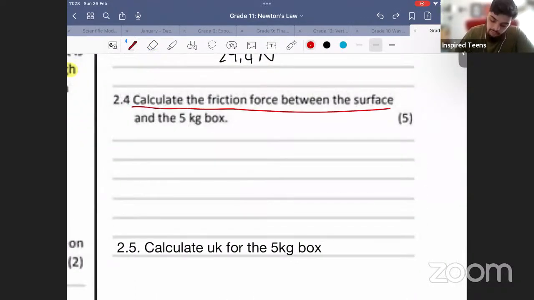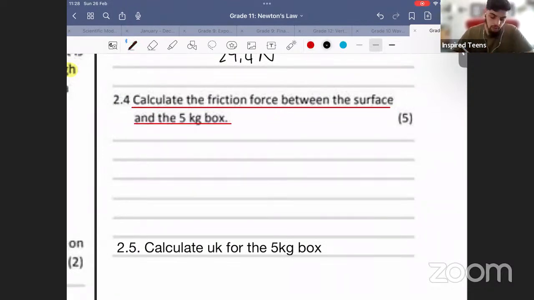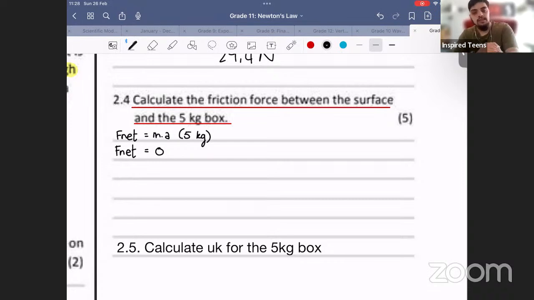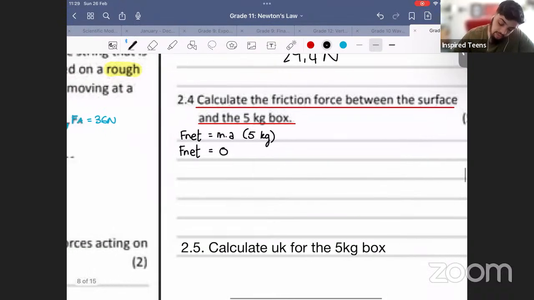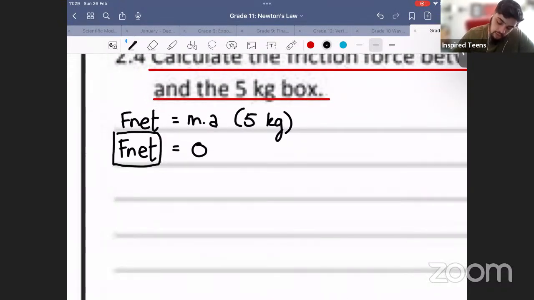So now they say, calculate the frictional force between the surface and the 5 kg block. So now we need to do F net is equal to m times a for the 5 kg block. Now, F net is equal to 0. Newton's first law: we're traveling at a constant velocity. An object will always try to stay at a constant velocity or at rest. Remember F net, how do we open it up? Forces in direction of motion minus forces opposite to direction of motion.